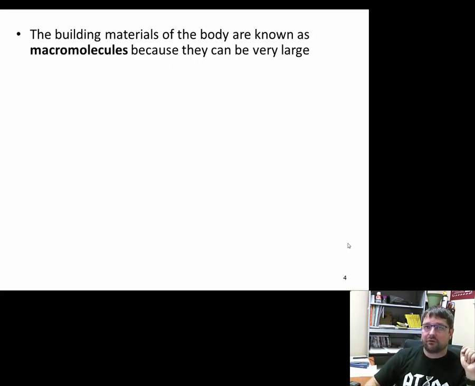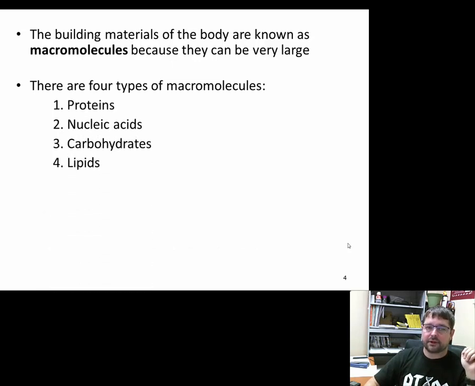Not all macromolecules are about energy, though. There are 4 types of macromolecules, or 4 types of biomolecules, and they're listed here: proteins, nucleic acids, which is a fancy term for DNA and RNA, carbohydrates, a fancy term for sugars, and lipids, which is a fancy term for fats.